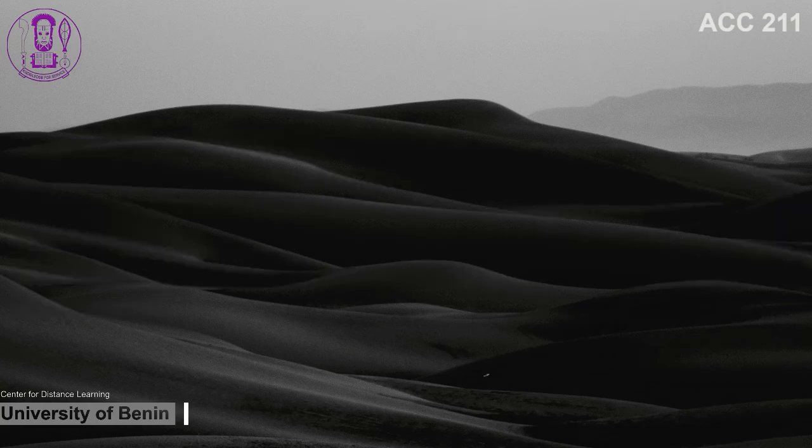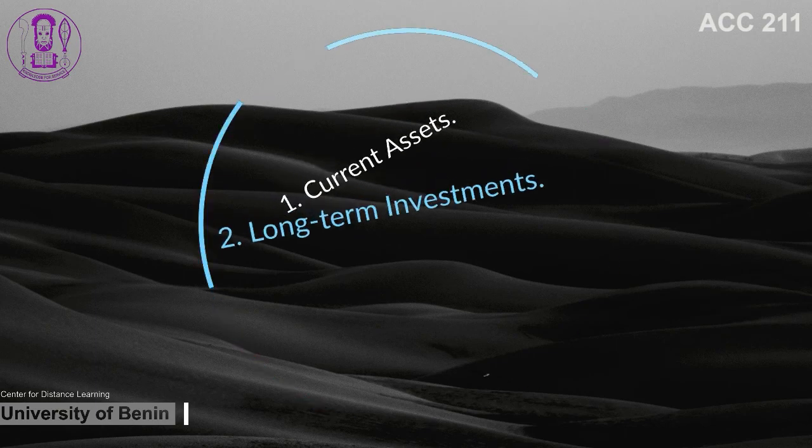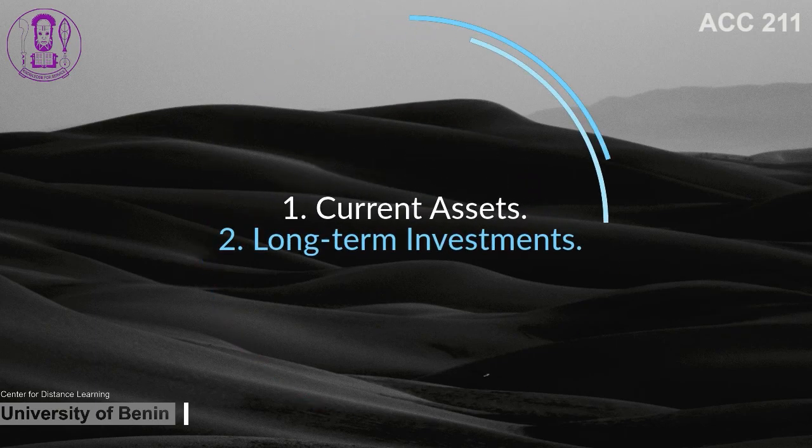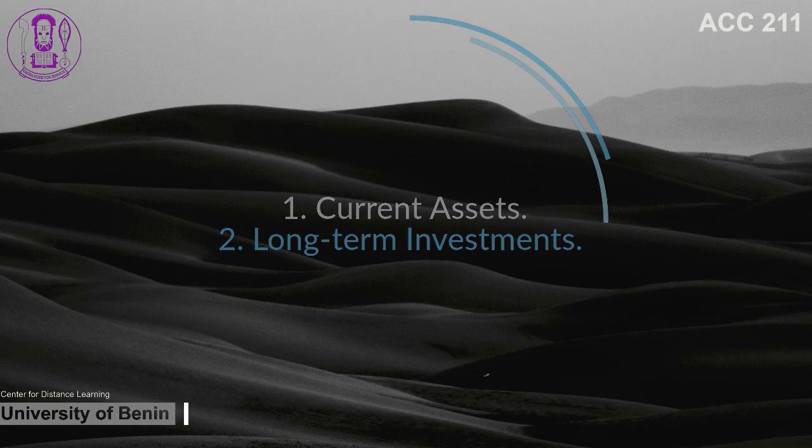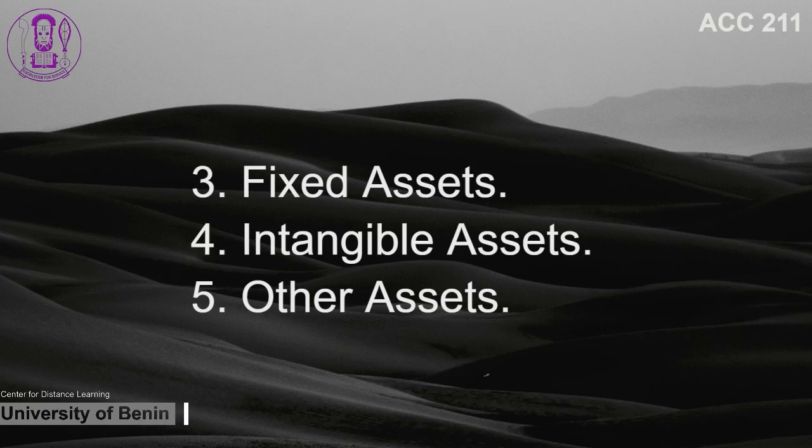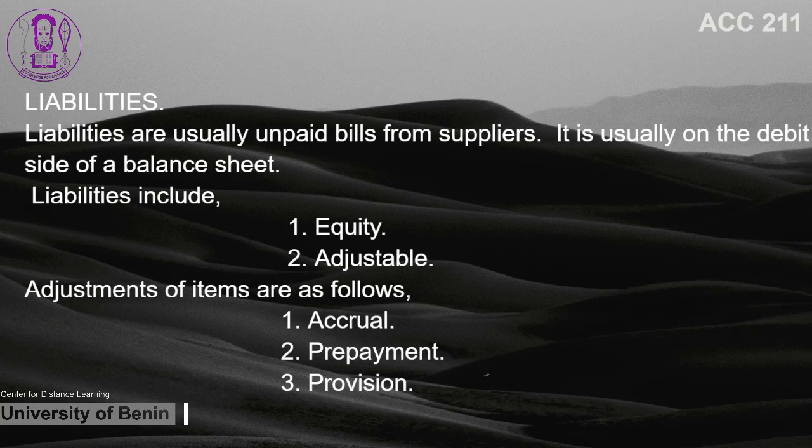The following is an example of the classification of assets. 1. Current assets. 2. Long-term investments. 3. Fixed assets. 4. Intangible assets. 5. Other assets. Liabilities. Liabilities are usually unpaid bills from suppliers. It is usually on the debit side of a balance sheet. Liabilities include 1. Equity.